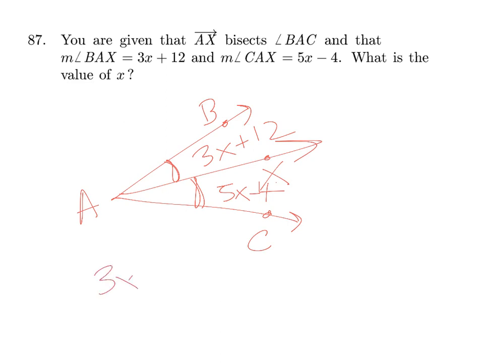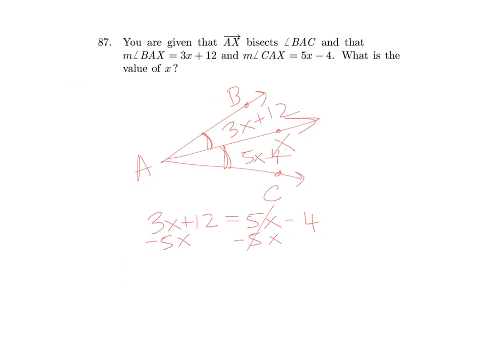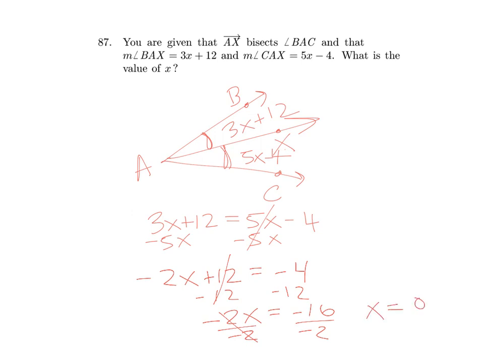So I set 3x plus 12 equal to 5x minus 4. So I subtract 5x, and I get negative 2x plus 12 is equal to negative 4. I subtract 12, so negative 2x is equal to negative 16. Divide by negative 2, and x is equal to 8. Done.